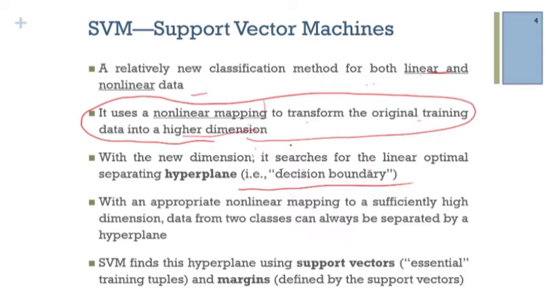Now, with an appropriate nonlinear mapping to a sufficiently high dimension, data from two classes can always be separated by a hyperplane. So we then find the hyperplane using the support vectors, which are essentially training tuples, and the margins that are defined by the support vectors, as we are going to see.